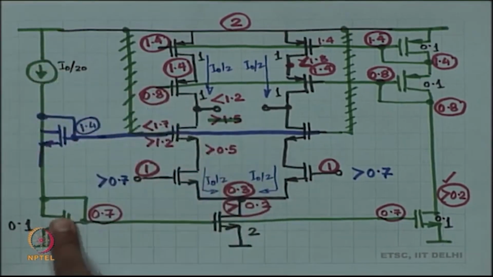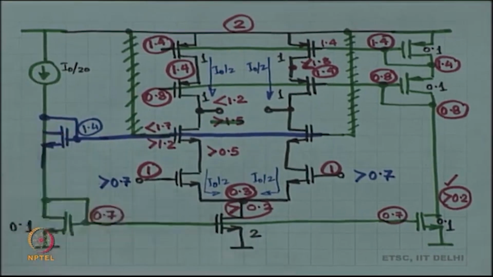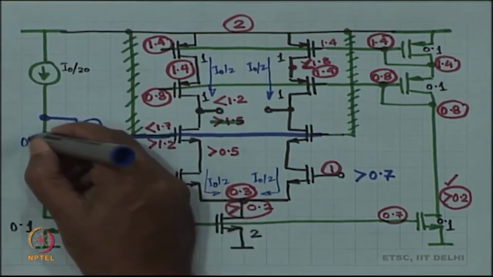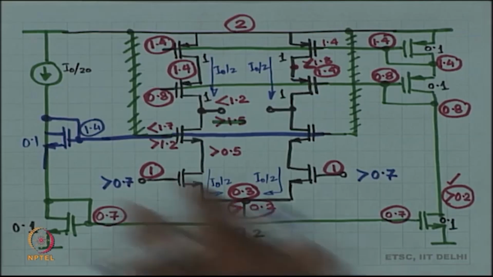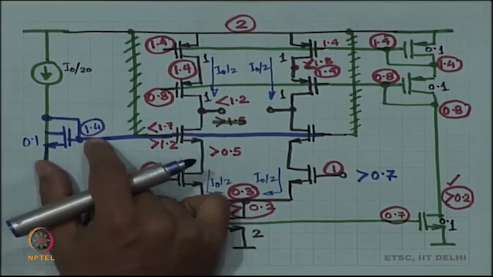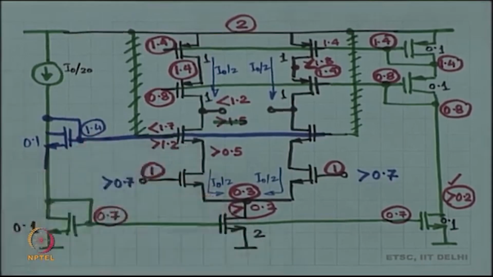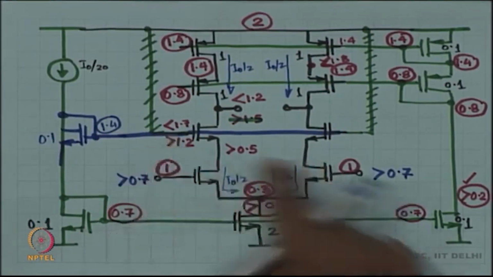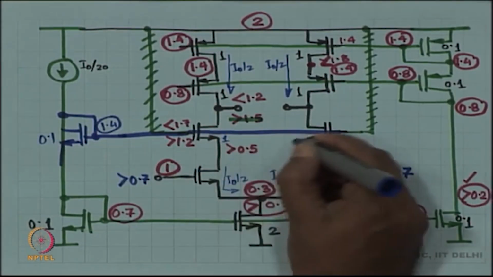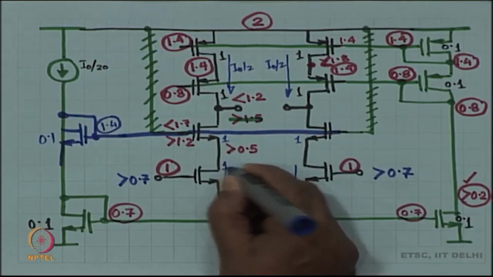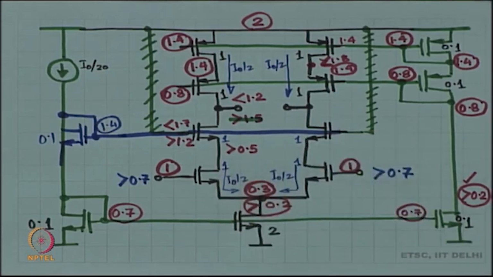I naught by 20 current is going through. So, this has to be of size 0.1, right, because then only it is going to generate 0.7 volts of VGS. Okay. Sorry, 0.7 volts of VGS, that is what you need. Okay. And then you apply this, this is of course of size 1. All right. This is your telescopic cascode amplifier.